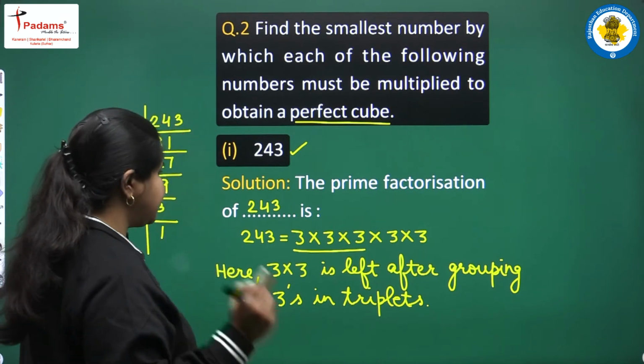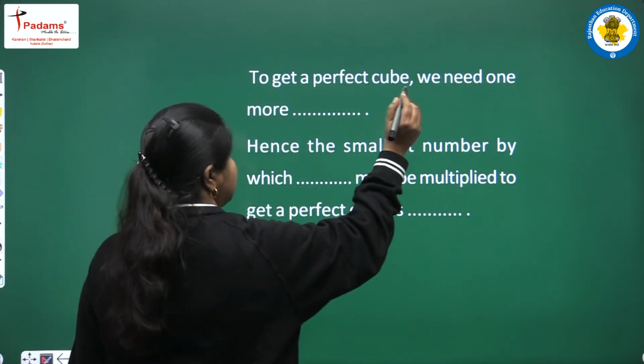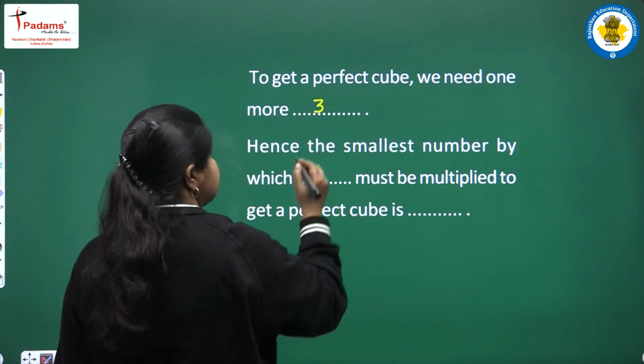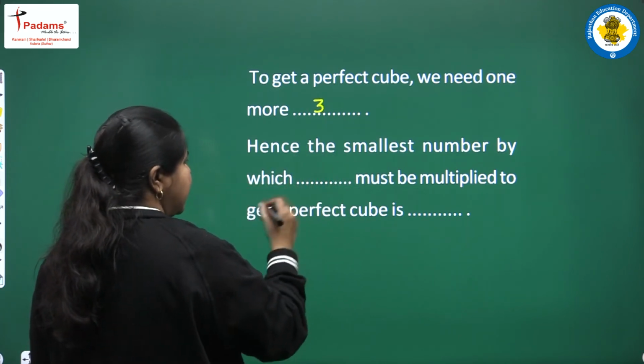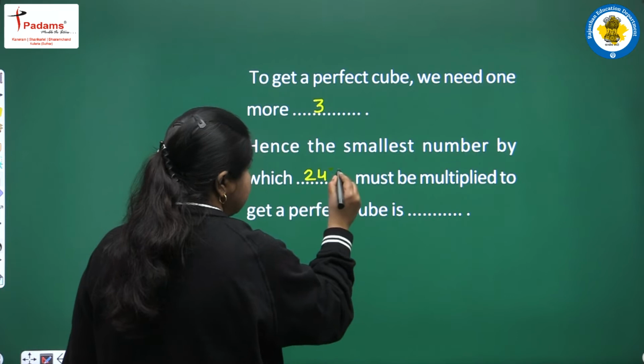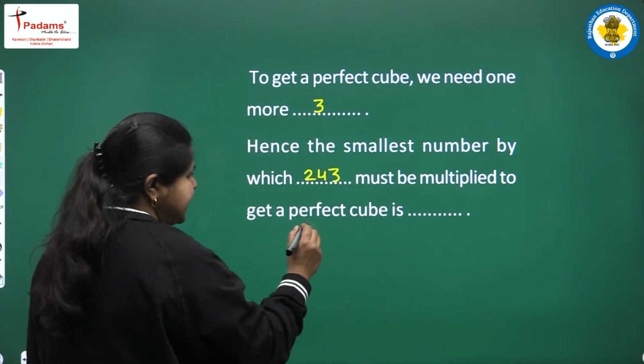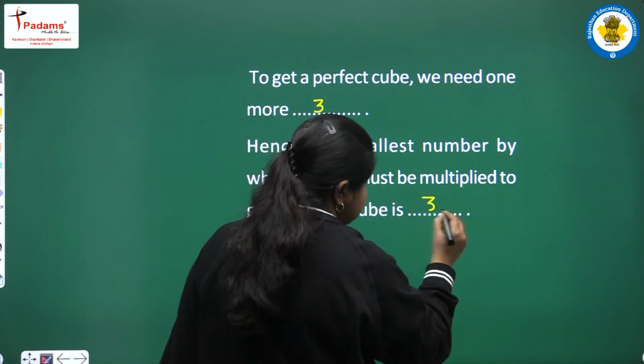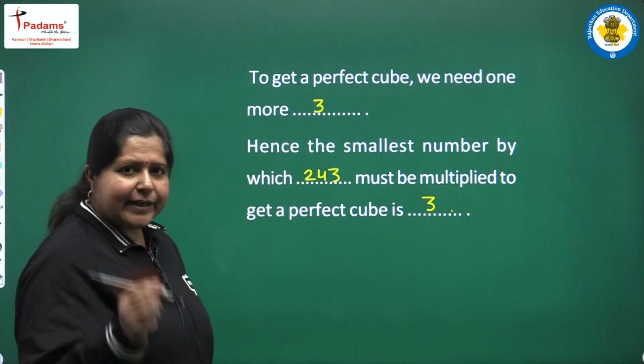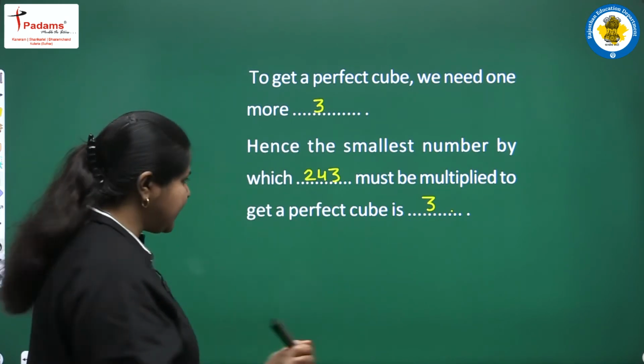सो लेट अस राइट हियर, टू गेट अ परफेक्ट क्यूब वी नीड वन मोर 3 and hence the smallest number by which 243 must be multiplied to get a perfect cube is 3. This is the answer. और एक बार मल्टीप्लाई करके देखते हैं कि हमें क्या मिलता है.